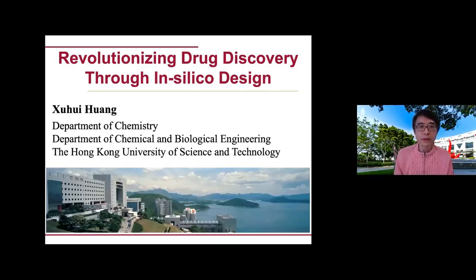So we're going to talk about revolutionary design of drug discovery through in-silico design. So what does in-silico design mean? In-silico design means using computers, using computational methods to help drug discovery. So I'm going to start my talk with a very simple slide.